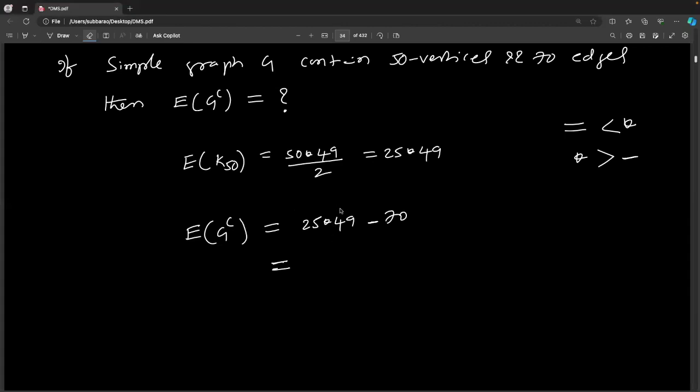If I keep bracket like this, see, comparing star operator and minus, minus is the lower priority. But because I kept bracket, it will be done first. At any point of time, if you want to make the smaller one bigger, keep bracket.